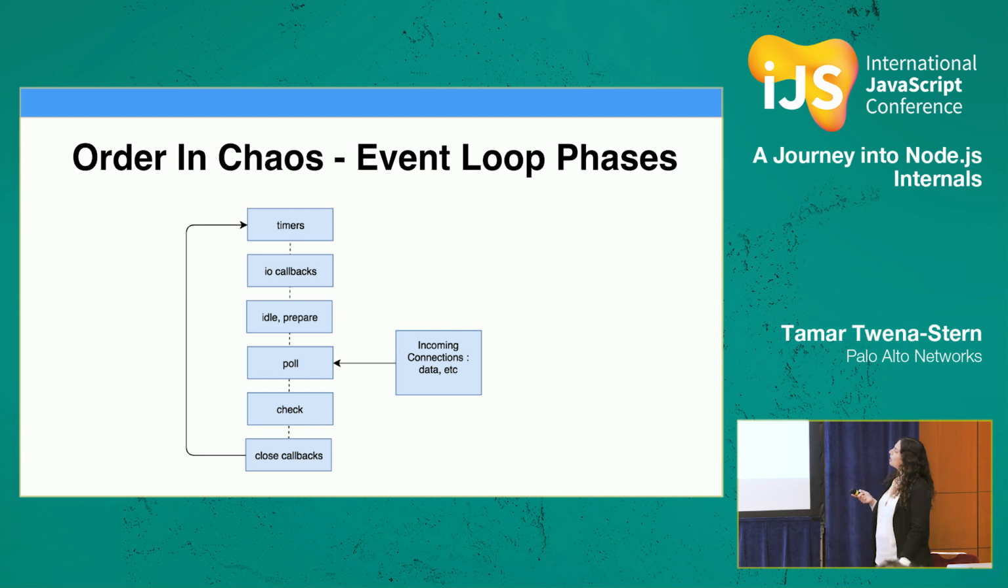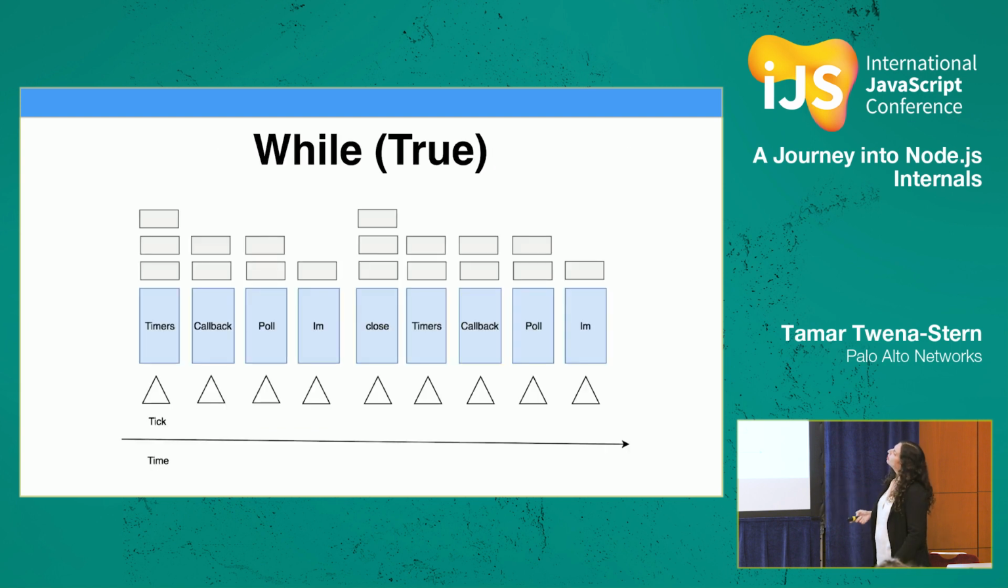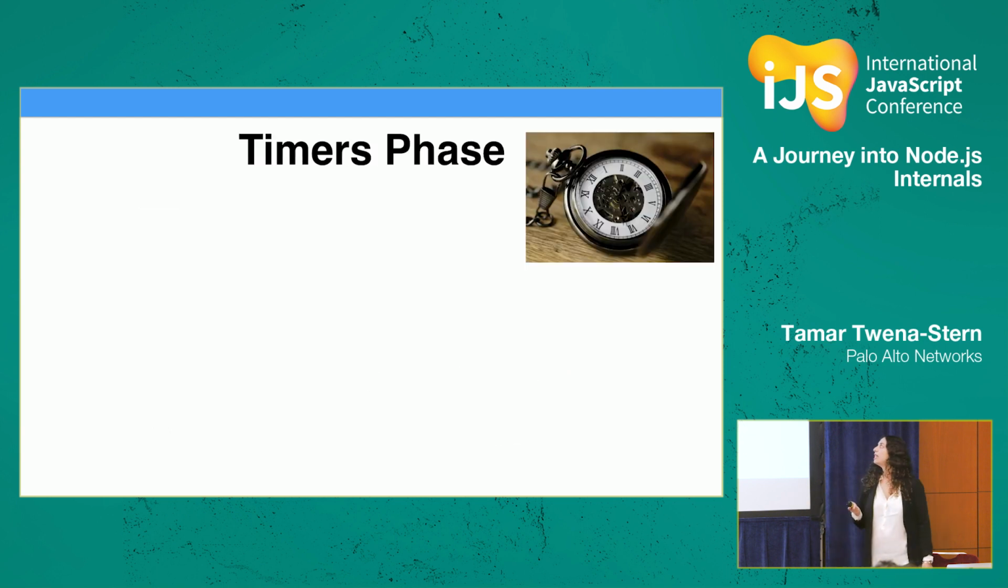And the event loop itself is working in a big while true, and those phases just repeat themselves over and over again. We have timers, callback, poll, immediate, close. Then again, timers, callback, poll, immediate, and so on, forever. All right, so what is the role of each one of those phases?